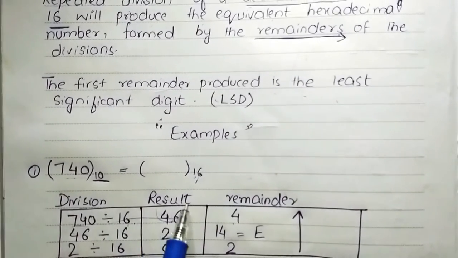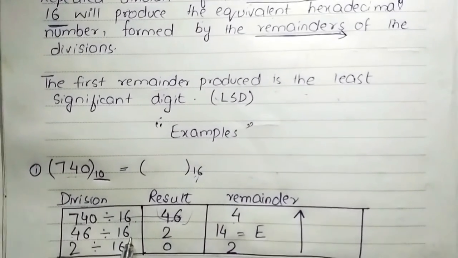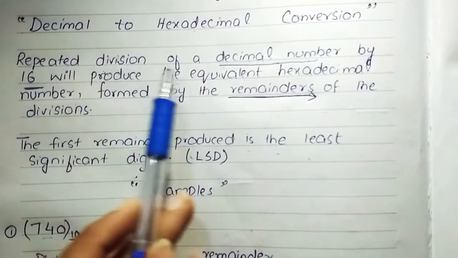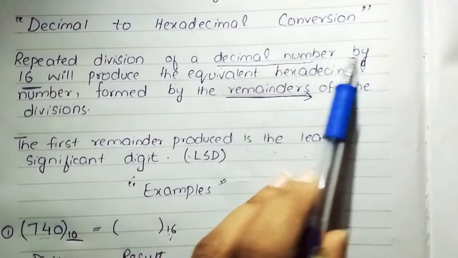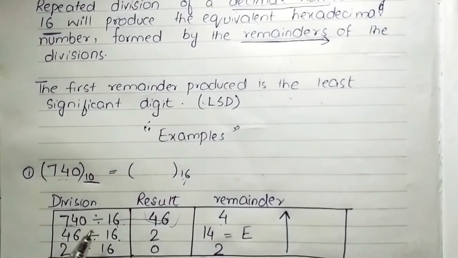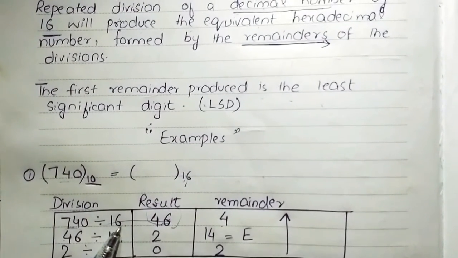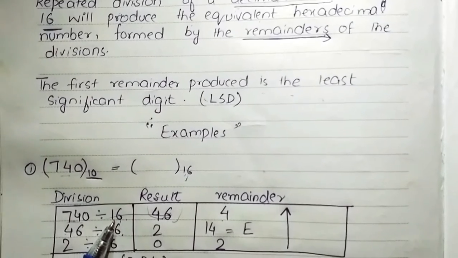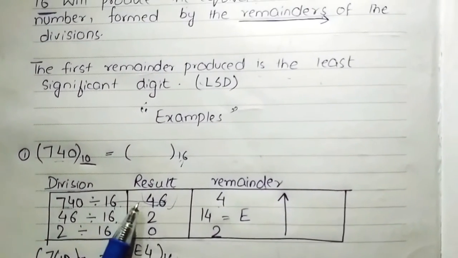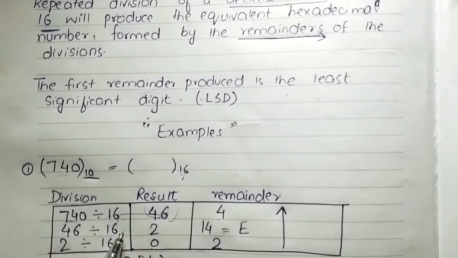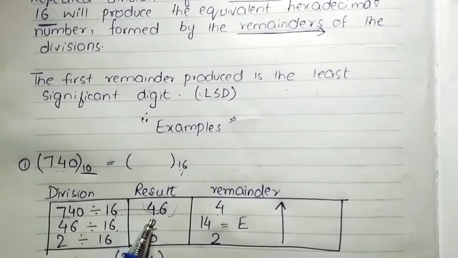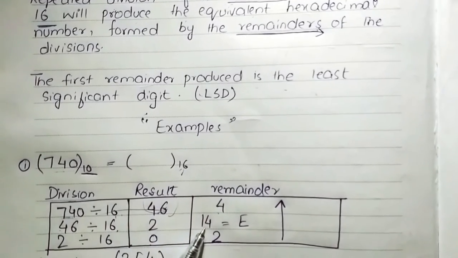Then this 46 will be again divided by 16, as we have discussed here that the repeated division of a decimal number by 16. So the decimal number will be divided by 16 again and again until we get 0. So 46 will be divided by 16, and 16 twos are 32. The result will be 2 and the remainder will be 14.